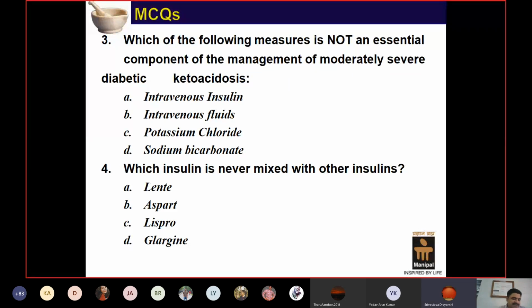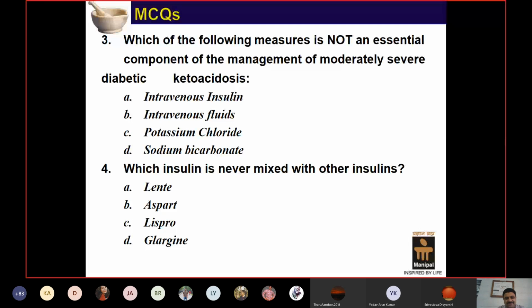No. Intravenous fluids are essential, and even to maintain the blood glucose at 300, you have to use 5% dextrose, and for dehydration you have to use normal saline. So that is very essential. Without that, the management will not be completed. Potassium chloride: when you use insulin, of course there will be hypokalemia, and that may lead to cardiac complications. So that is also very essential.